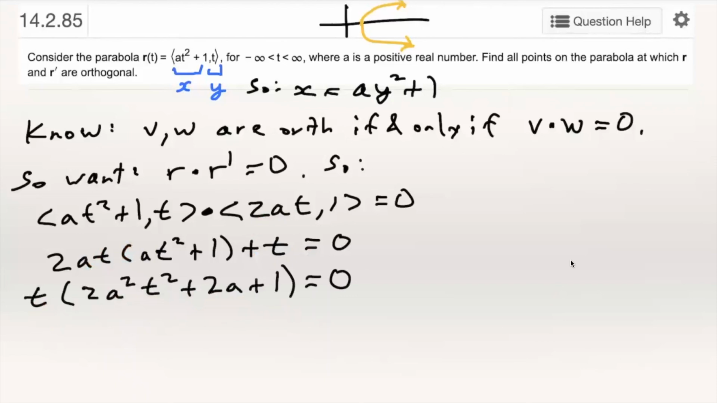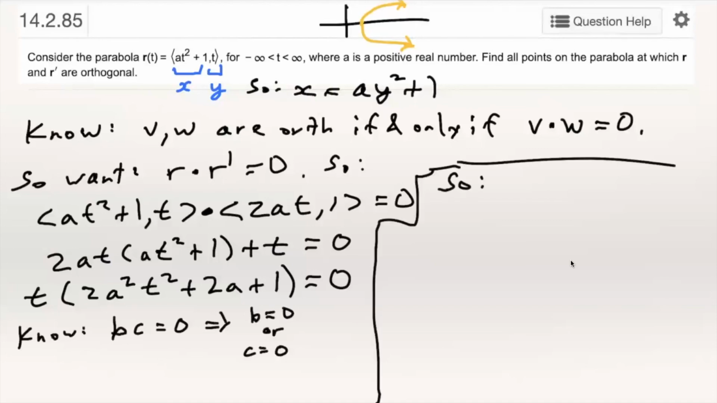And we know that a product of two things, so let me use different variables. We know that in general, if bc equals 0, that means that either b is 0 or c is 0. If a product of two things is 0, then one of them is 0. So from this, we can conclude that either t is 0 or the other guy, 2a squared t squared plus 2a plus 1, is 0.